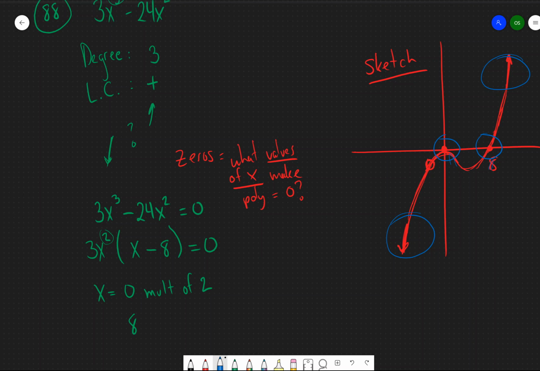All right, so number 88, that's where you see you have multiple things that you're going to do. Applying the lead coefficient test, we did. Finding the zeros of the polynomial, we did.